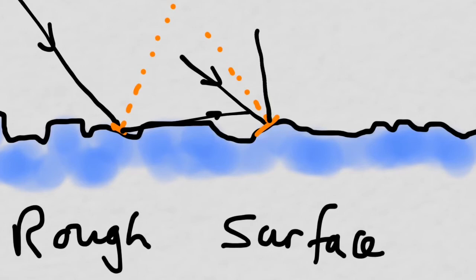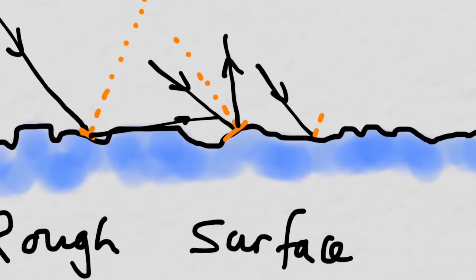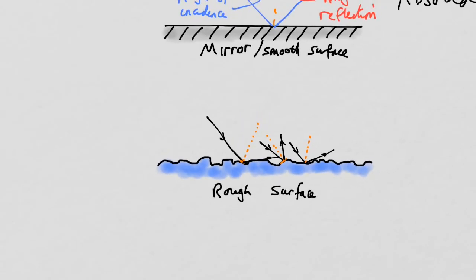Let's do one more just for good measure. Let's do one here, drawing my normal to the surface. That's probably not there, more like that, I would say. Draw my reflected ray. Notice that all of the reflected rays are at different angles to each other. So light hits the rough surface and is reflected at various angles. This is going to cause something called diffuse reflection. The rays are scattered once they hit the surface.